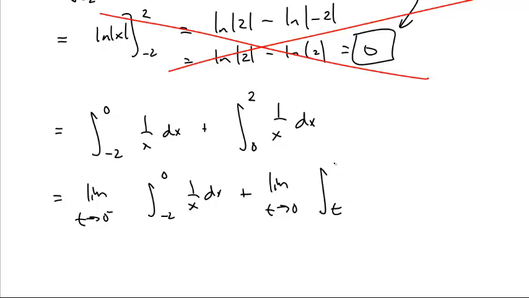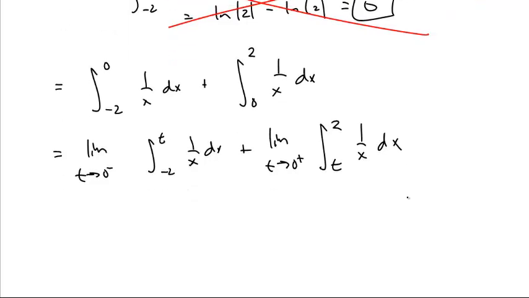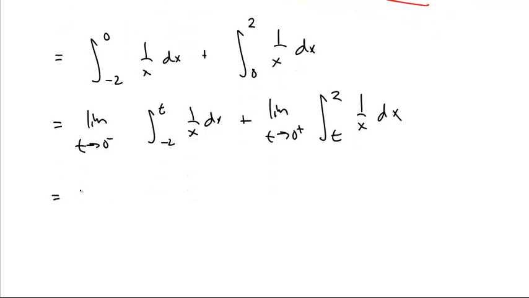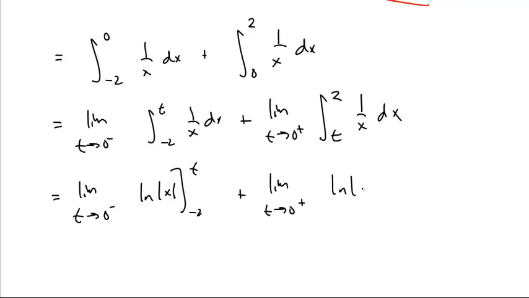Oh, wait. This is a t over here. You replace the 0 with t, and the upper limit is 2, and t is going to 0. It's from the right now, 1 over x dx. So we say the limit as t goes to 0 from the left of the natural log of the absolute value of x from -2 to t, plus the limit as t goes to 0 from the right of the natural log of the absolute value of x from t to 2.